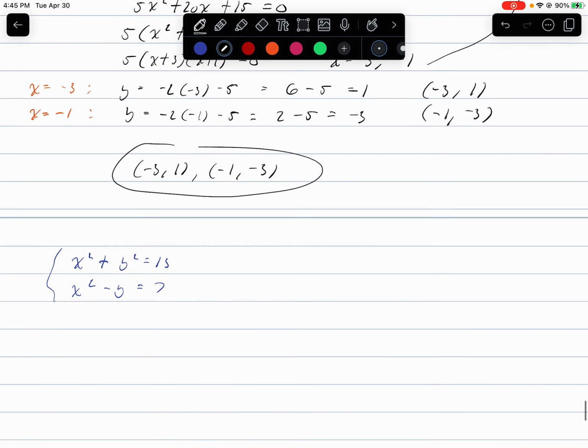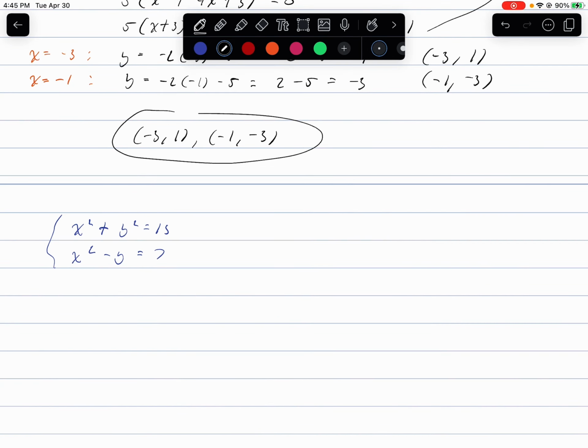Okay, let's look at a slightly different example here. Here we have x squared plus y squared equals 13. And then we have x squared minus y equals 7. Again, I think we want to try substitution here.